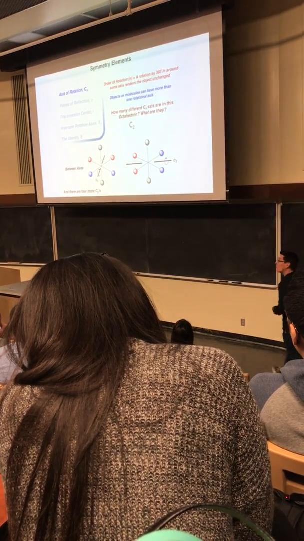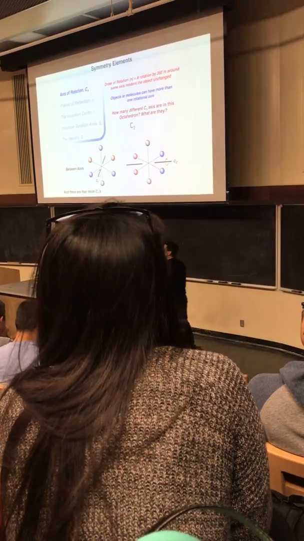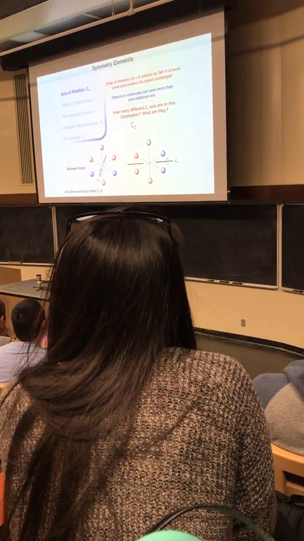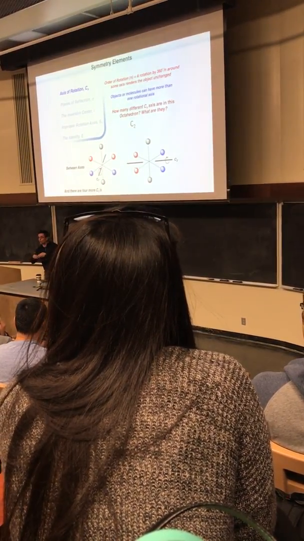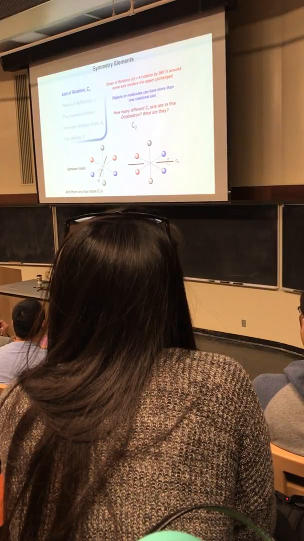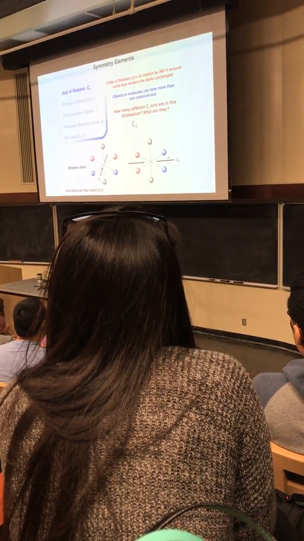So there's actually quite a few of these C2s, right? There's about 6 in total, depending on which unique 2 objects you're bisecting. Okay? What else?